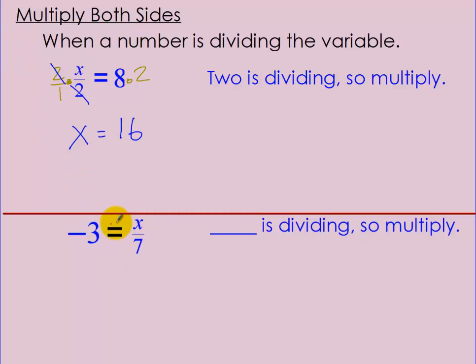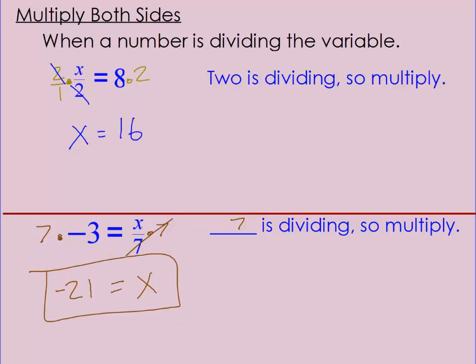Alright, let's try the bottom one here. X being divided by 7. 7's dividing, so you multiply by 7 on both sides. What happens? These 7's cancel. I'm left with x. 7 times negative 3 is negative 21. So x equals negative 21.